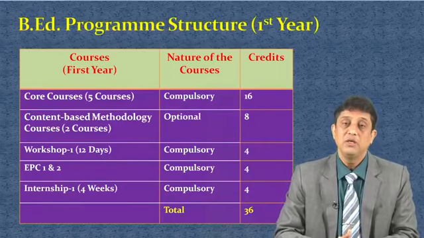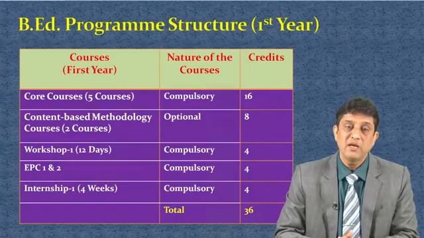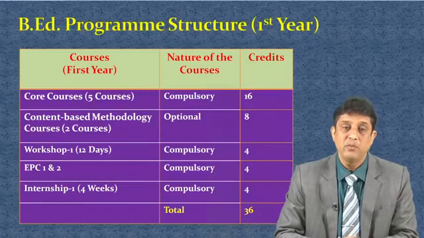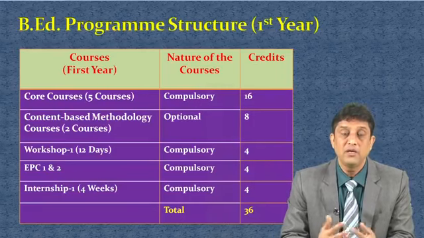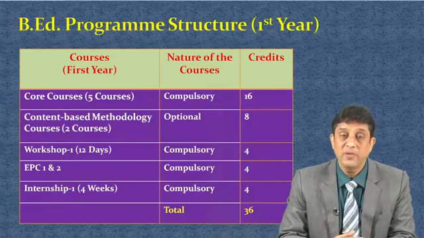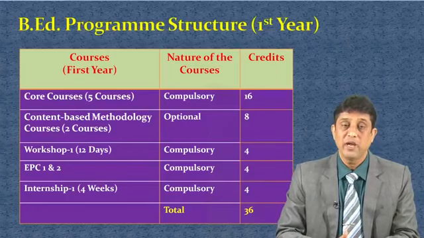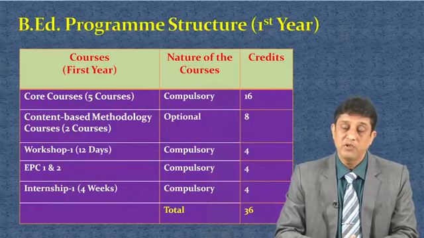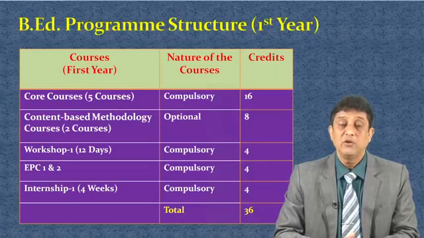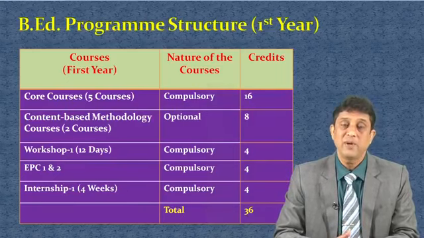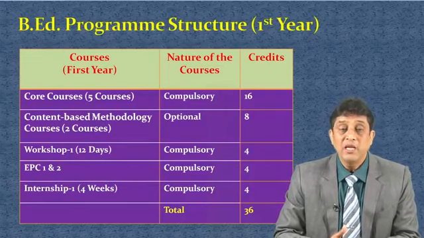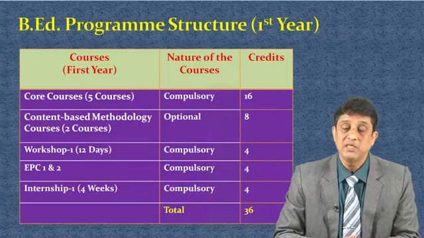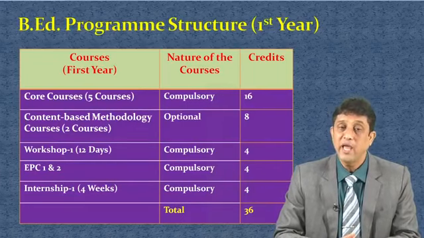So far as the first year B.Ed program is concerned, you will find that the courses have been designed in 5 different components, just like core courses, 16 credits, then content based methodology courses. You will find 5 content based methodology courses, called the pedagogy courses, just like pedagogy of science, pedagogy of mathematics, pedagogy of social science, pedagogy of languages, that means pedagogy of English and pedagogy of Hindi. The learners have to select any 2 pedagogy courses, and each course has 2 credit weightage, so they have to study 8 credits.